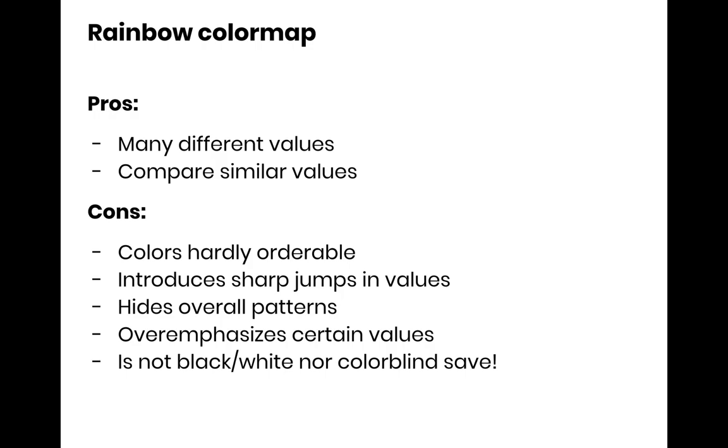The rainbow color map also introduces sharp jumps in values when our brain switches from one color to the other. It can hide the overall pattern, as in the example with the fluid flow visualization. It overemphasizes certain values, so some blues or some yellows can really stick out. And it is not black and white safe, as we've seen in the previous slide, and it's not colorblind safe. We talk about colorblindness in another lecture.